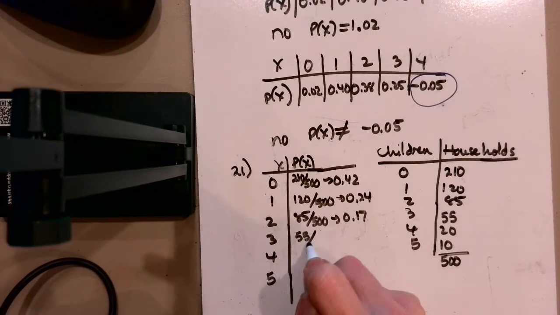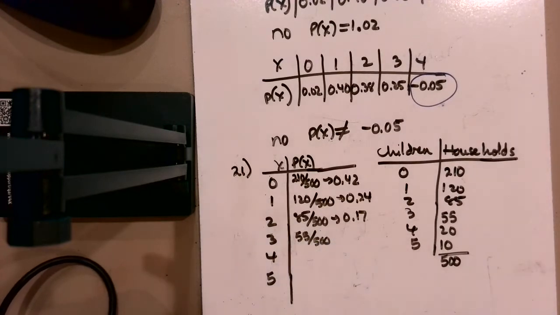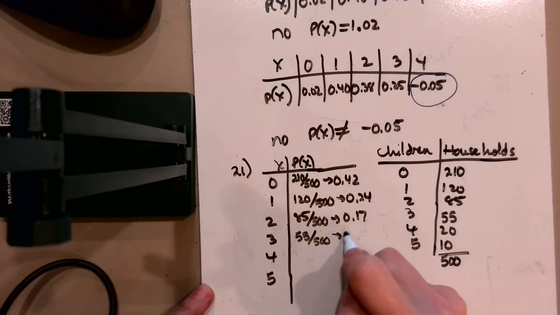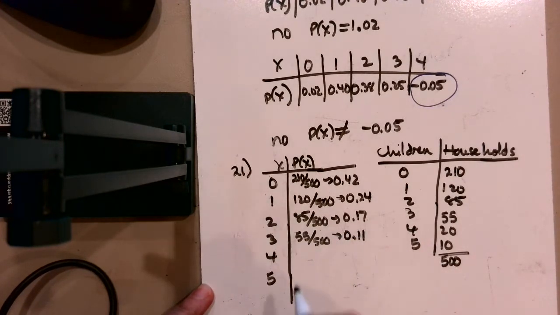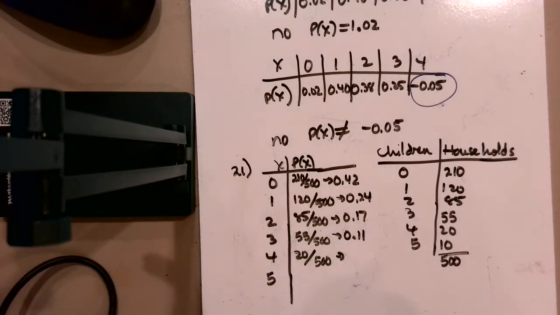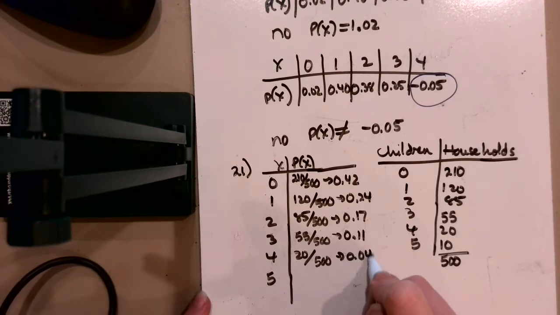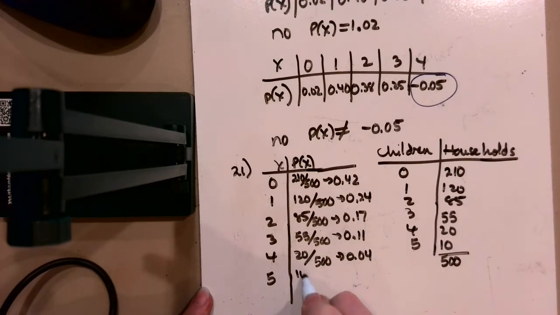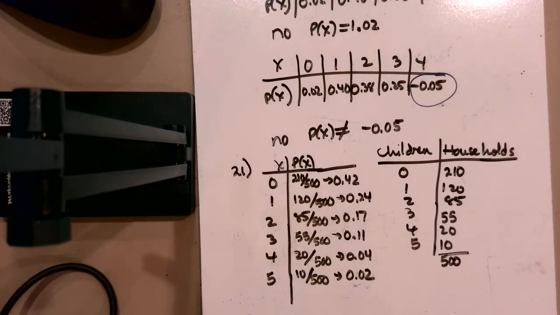55 households out of 500 had three children, which is 0.11. 20 households out of 500 had four children, so that's 0.04. And 10 households out of 500 had five children, which gives you 0.02. So there's your correct probability distribution.